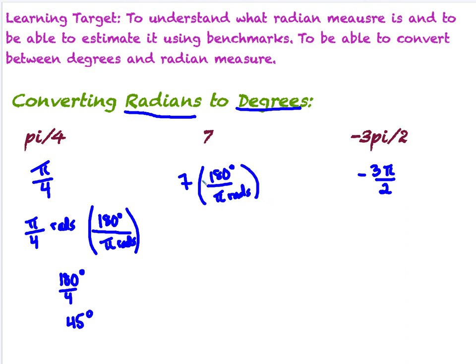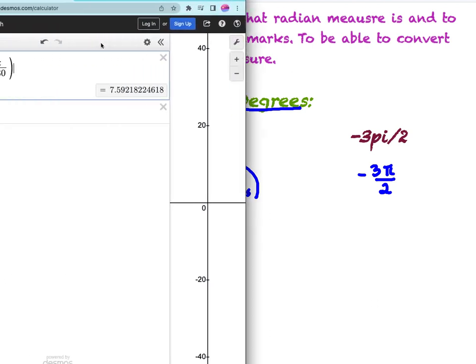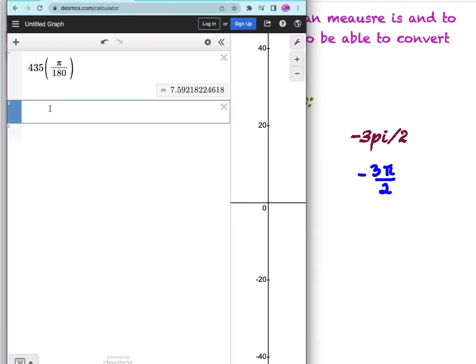And so here we're not going to get any of that 1 generation because there is no pi. So I'm going to go right into that calculator and try that calculation. All right, so we're taking 7, multiplying by the 180, and dividing that by pi.